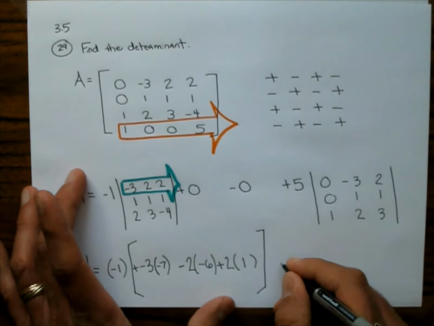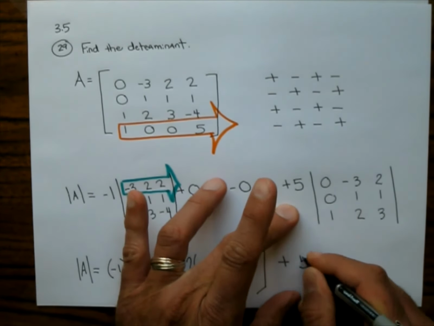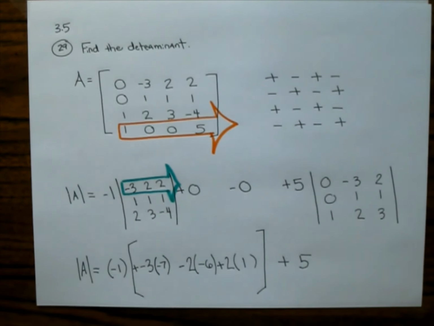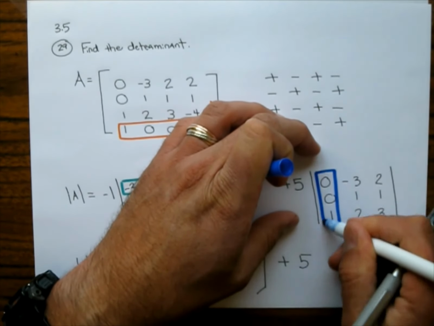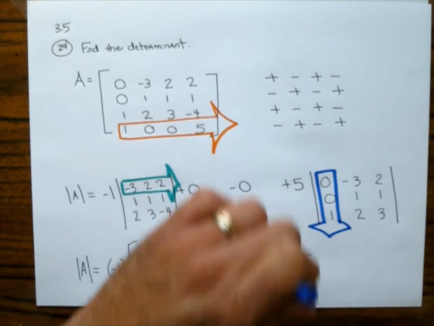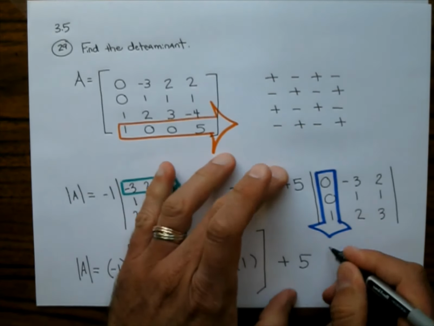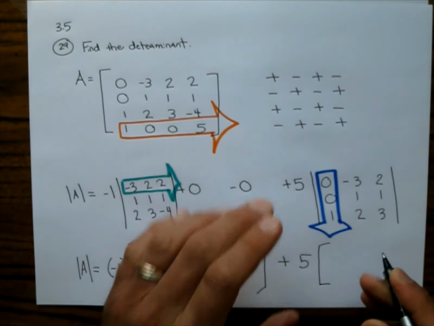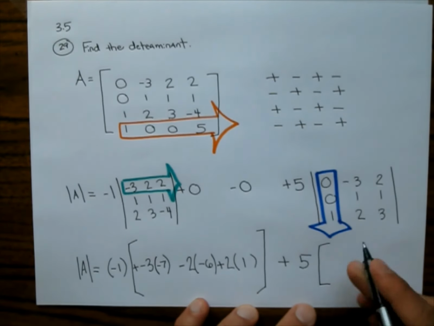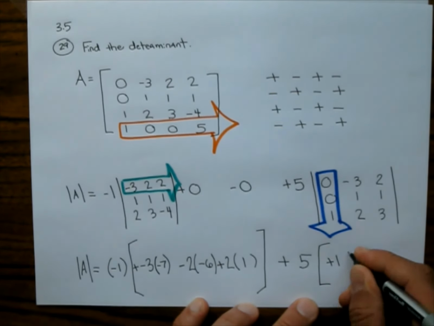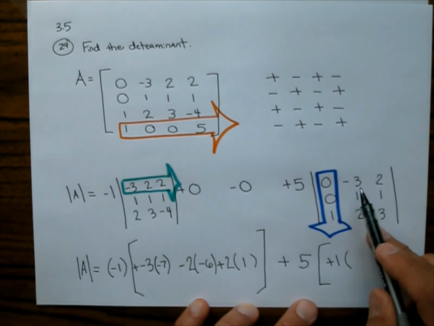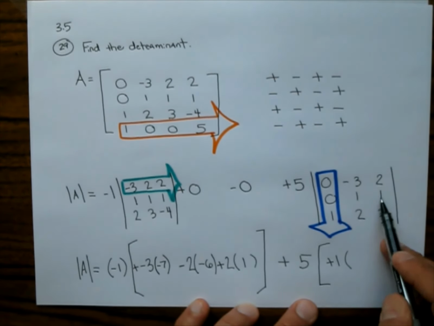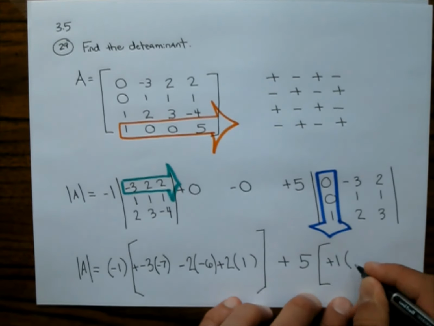Okay, meanwhile over here we have a 5, and I definitely want to travel down this column here. So the 1 is in the positive position, and I'm going to go ahead and figure out the minor of that, which is the determinant of negative 3, 2, 1, 1. So this is negative 3 minus 2, which is negative 5.